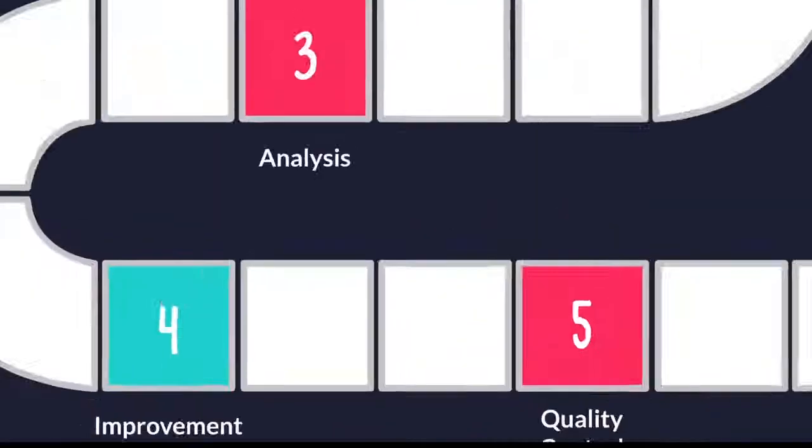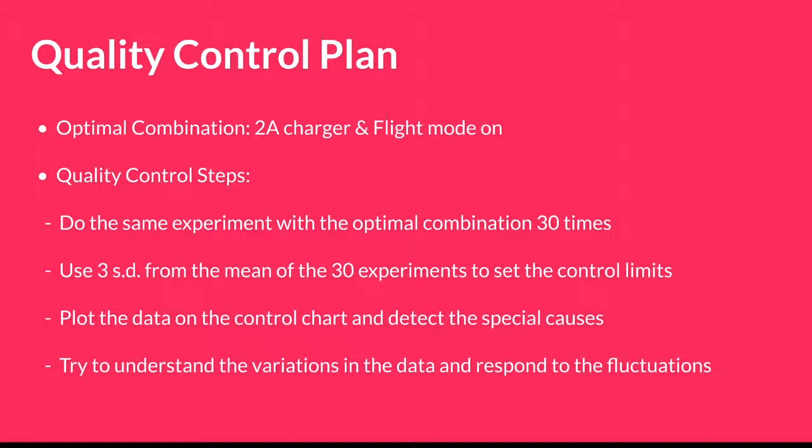After the improvement plan, we got the quality control plan. The optimal combination is the 2A charger plus flight mode on. We have 4 steps to quality control. First, do the same experiment with the optimal combination 30 times, and use 3 standard deviations from the mean of the 30 experiments to set the control limit.